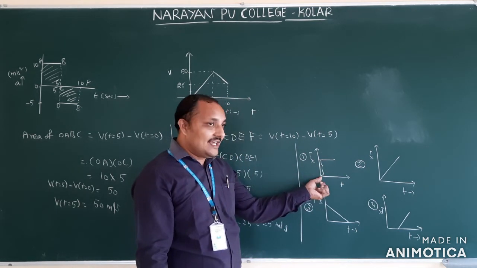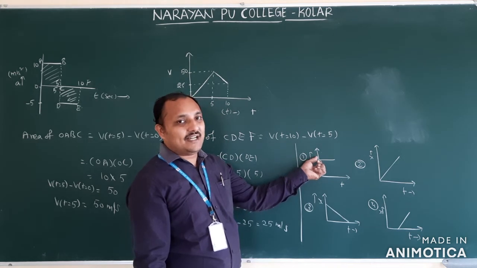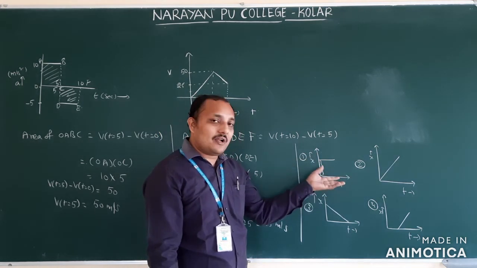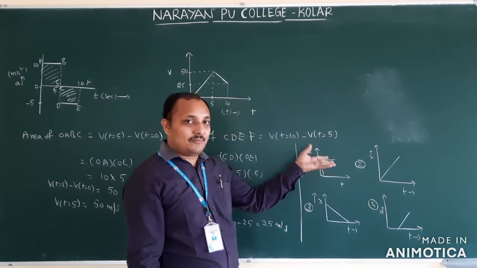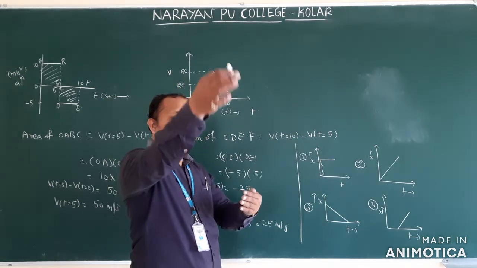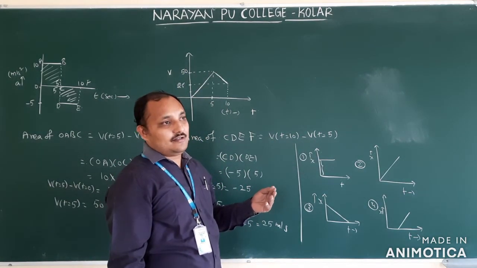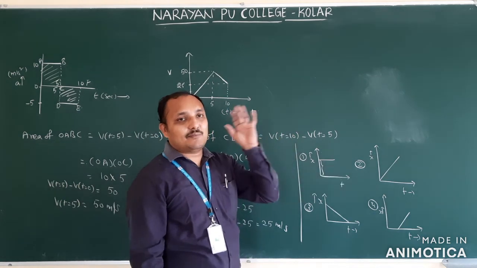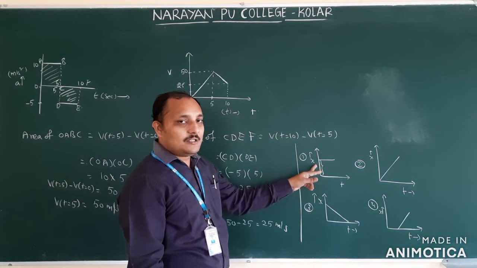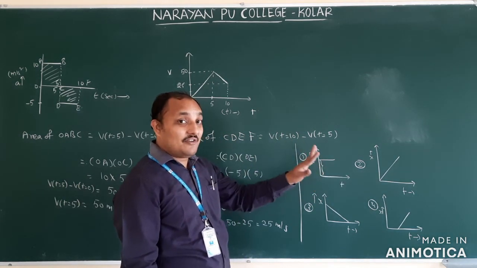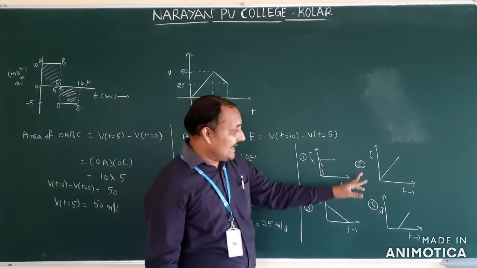Means initially he is at 10 meters distance. Now after some time also he is at 10 meter distance only. Means with respect to me he is at 10 meter distance at any time. Means he is not moving. Therefore, is this possible? This is possible. Already we have done. Next, second graph.